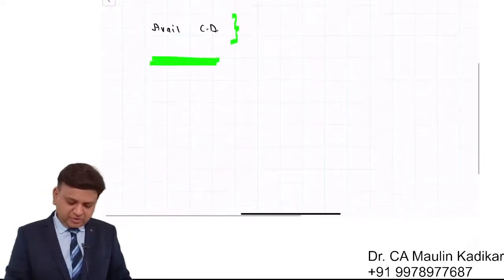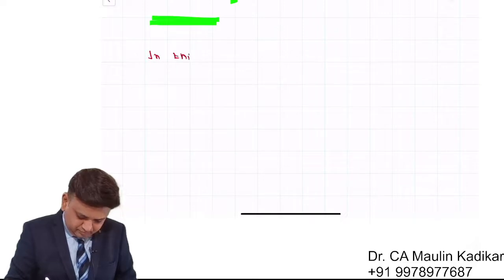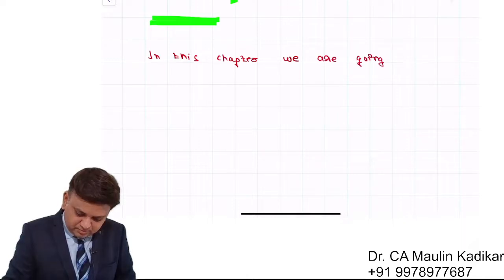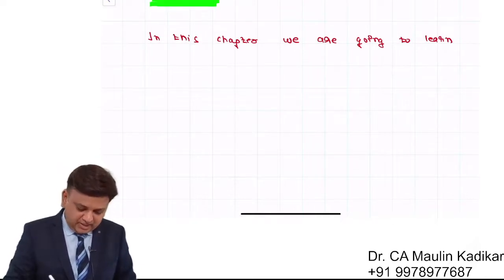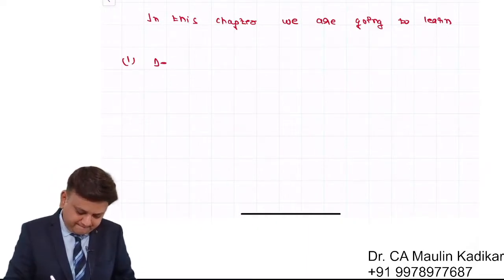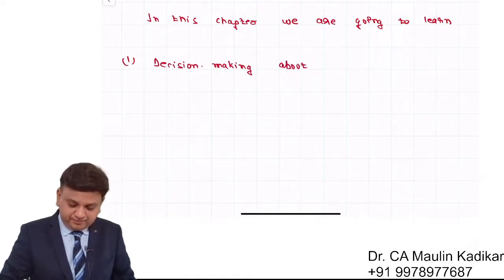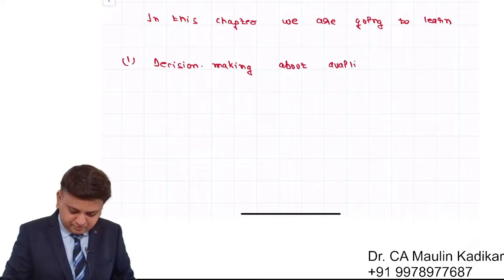So write down a small note before we proceed. In this chapter, we are going to learn: A, decision making about availing cash discount.